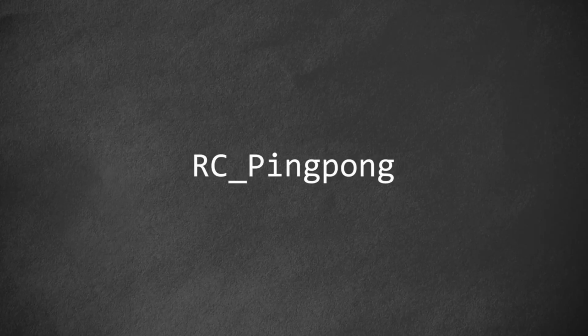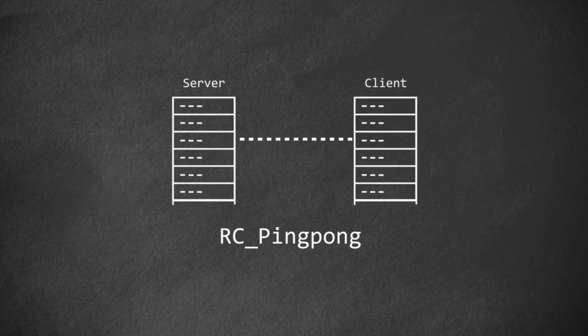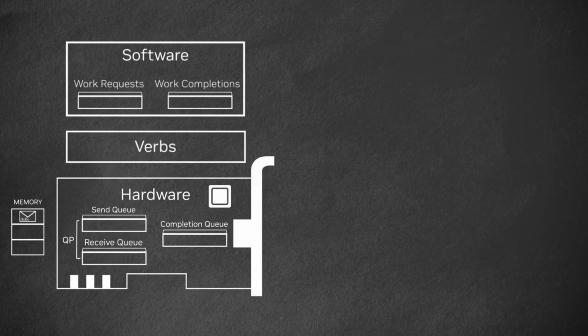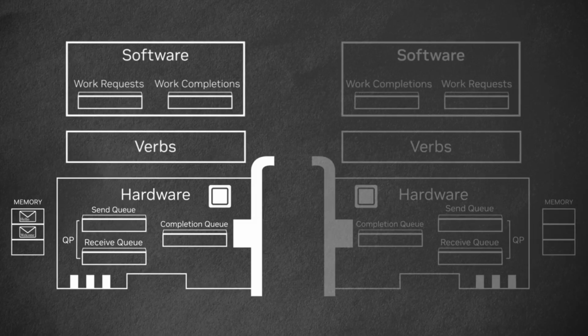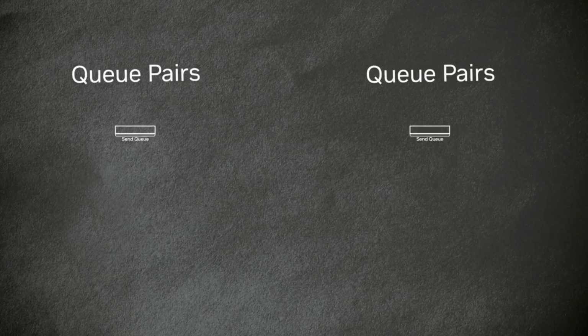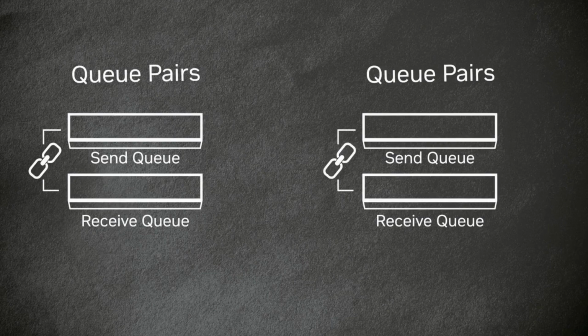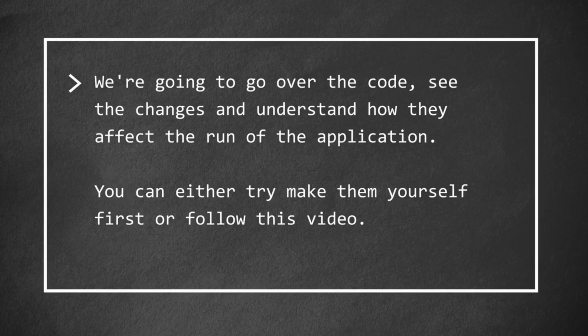RC Ping Pong is a simple server-client application. It uses one QP on each end to measure the performance of the connection. To understand RC Ping Pong better, we're going to make a change to it. We're going to make it use two QPs instead of one on each end. We're going to go over the code, see the changes, and understand how they affect the run of the application. You can either try to make them yourself first or follow along this video.